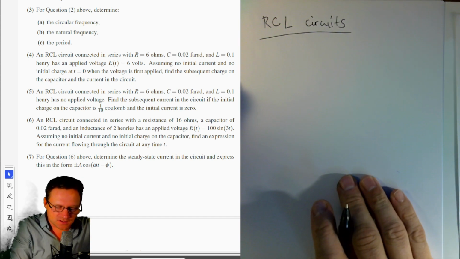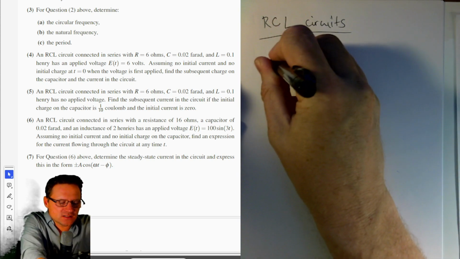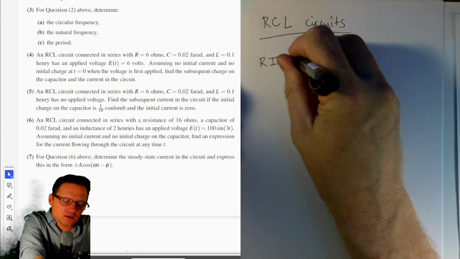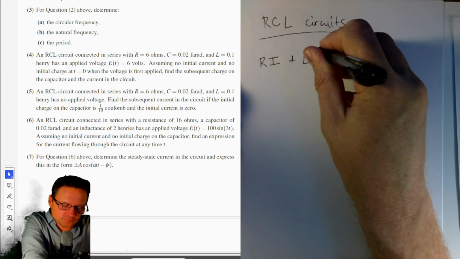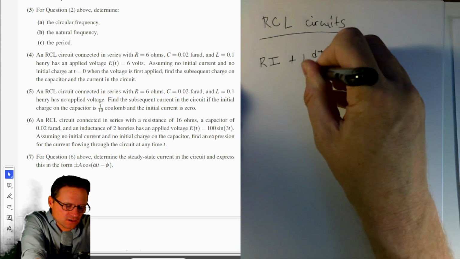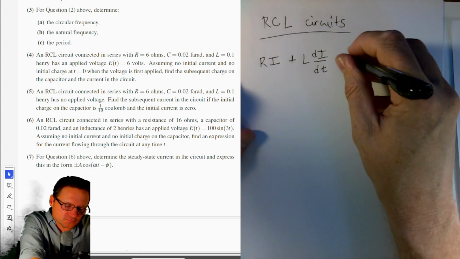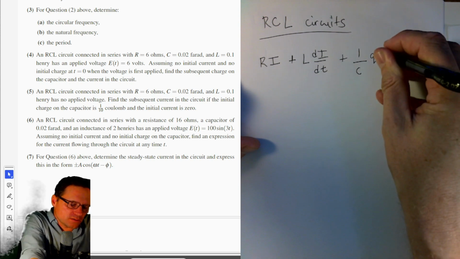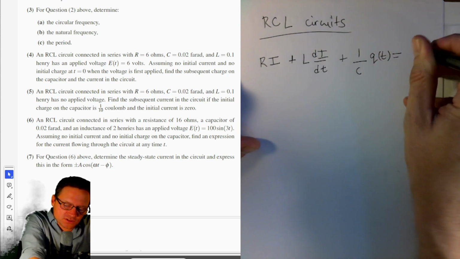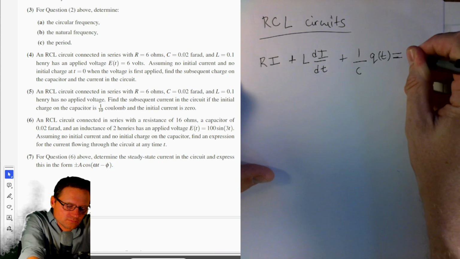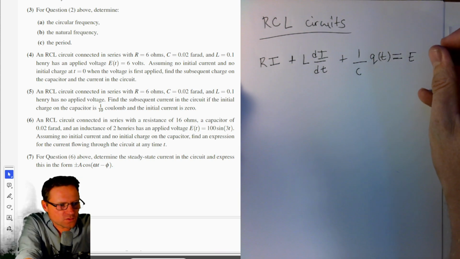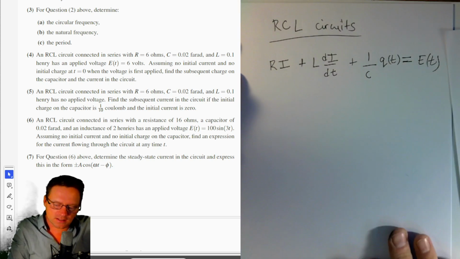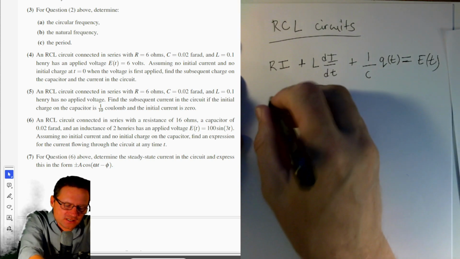So in an RCL circuit, we have resistance, we have current, so R times I, plus inductance L times the rate of change of the current with respect to T, plus 1 on C, the capacitance, times Q of T is equal to the force applied by the voltage, I believe. Okay, and so there's our equation for this.